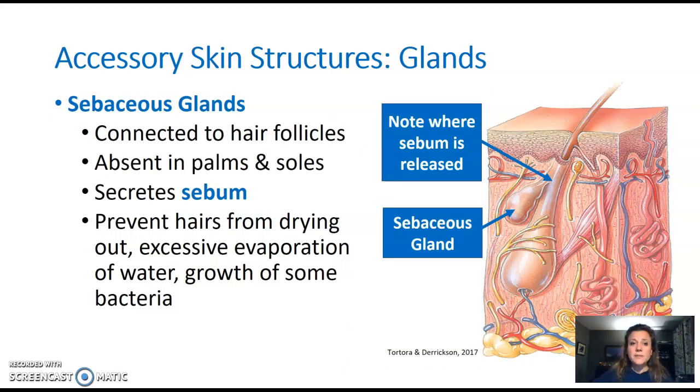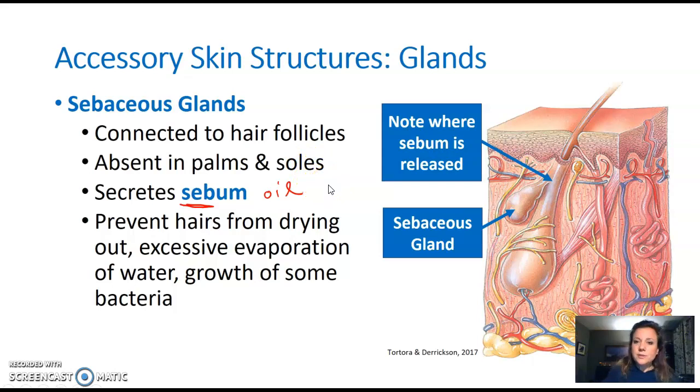Let's talk first about sebaceous glands. Sebaceous glands secrete sebum, and this root, SEB, means oil. They're found everywhere on the body except not in the palms of our hands or the soles of our feet. And this sebum is going to prevent our hair from drying out. It's going to prevent excessive evaporation of water, and it's even going to have an antimicrobial effect in order to prevent the growth of some bacteria.